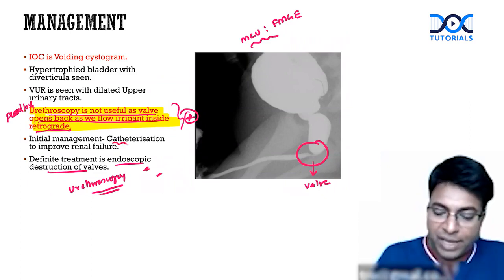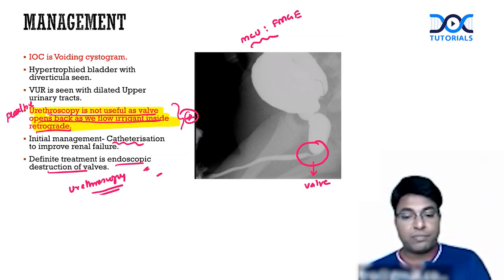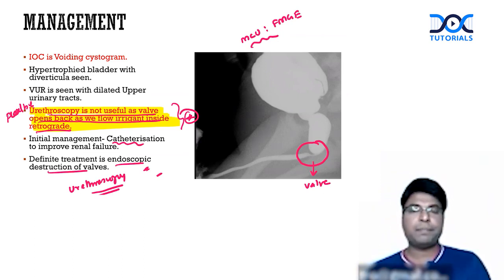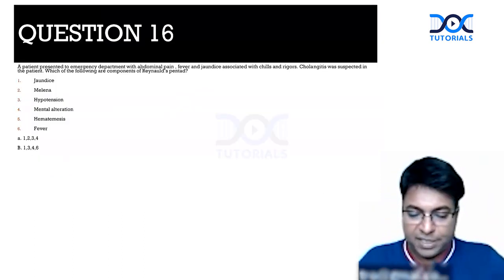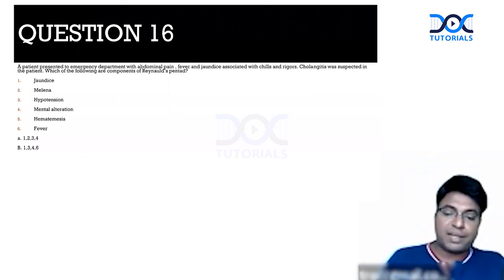Initial management is we have to put a Foley's catheter. That's an interesting point. You have to put a Foley's catheter, recover renal function, then you go for surgery. Okay. So a very simple, straightforward pediatric surgery question. Now there is another question from gallbladder. Actually, from gallbladder, they asked two questions.